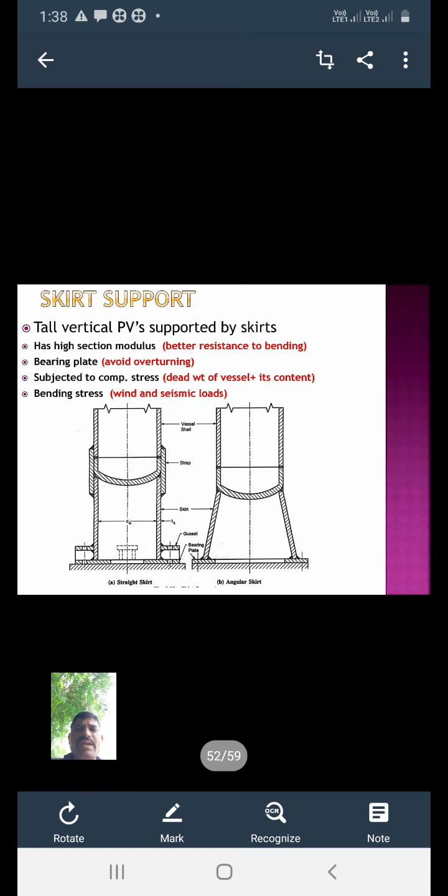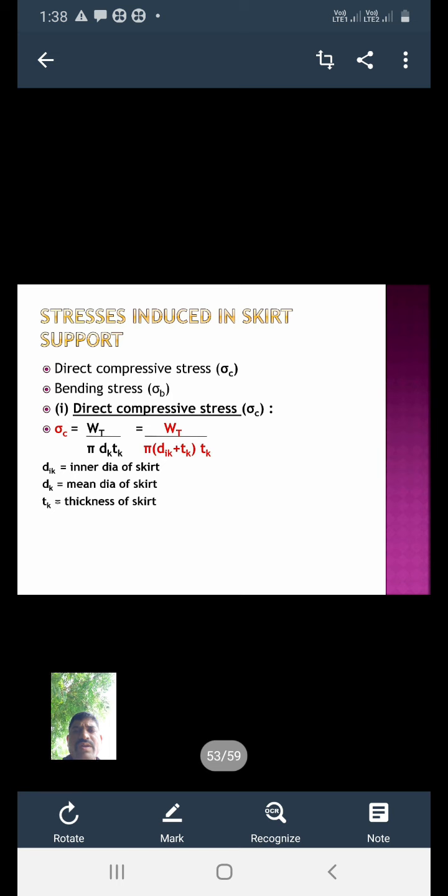A bearing plate is attached to the skirt support to avoid overturning, and it is subjected to compressive stresses because of the dead weight of the pressure vessel plus its contents. Here we consider two types of stresses: bending stress due to the wind and seismic load. The stresses induced in the skirt support are direct compressive stress, denoted by sigma c, and bending stress, sigma b.